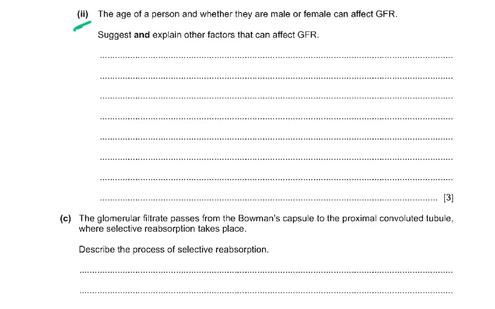Then coming to part 2 of the question, the age of a person and whether they are male or female can affect GFR. Suggest and explain other factors that can affect GFR. Well, high blood pressure can affect GFR. Then the water potential gradient between the glomerulus and the Bowman capsule can affect GFR. Then kidney disease, like damage to the basement membrane or cancer of the kidney. Then dehydration, lower water potential of blood decreases GFR. Then high altitude decreases GFR. Then you can name some drugs like diuretics or vasodilators. They can affect GFR.